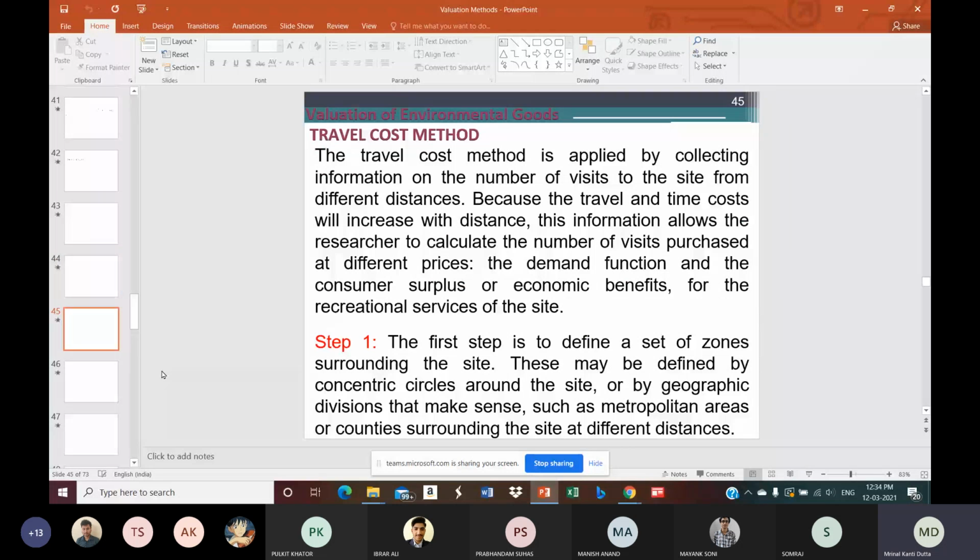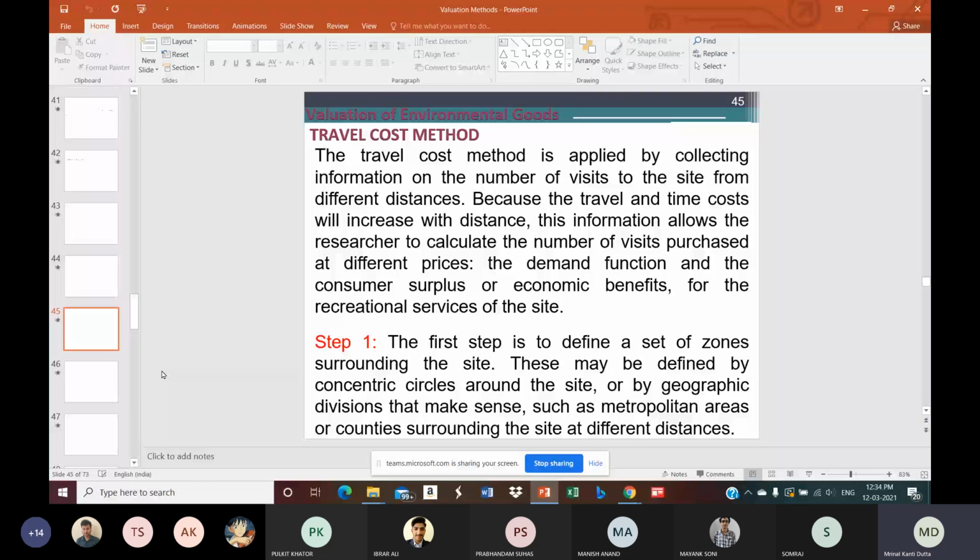As has been pointed out, the travel cost method is applied by collecting information on the number of visits to the site from different distances. Travel and time costs will increase with distance. So this information allows the researcher to calculate the number of visits purchased at different prices. In a sense, we know that prices and quantities actually will give us the demand function. So how much quantity is purchased at different prices? Normally, the demand function will have a negative relationship with the price of the commodity. So that helps us in estimating the demand function.